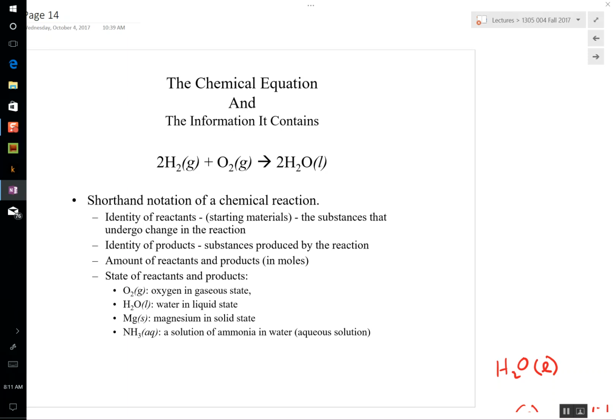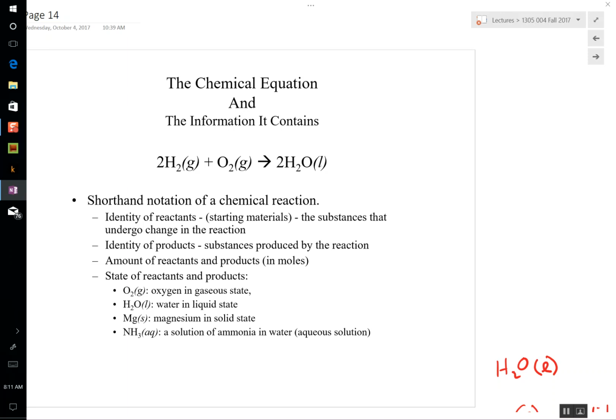2 times 2, I've got 4 hydrogens here. I've got 2 oxygens here. But I've got 2 water molecules, and in each one of them, 2 times 1, there's an understood 1 there, is 2. So it's balanced. What's balanced mean? Exactly the same number of every element on both sides of the equation.